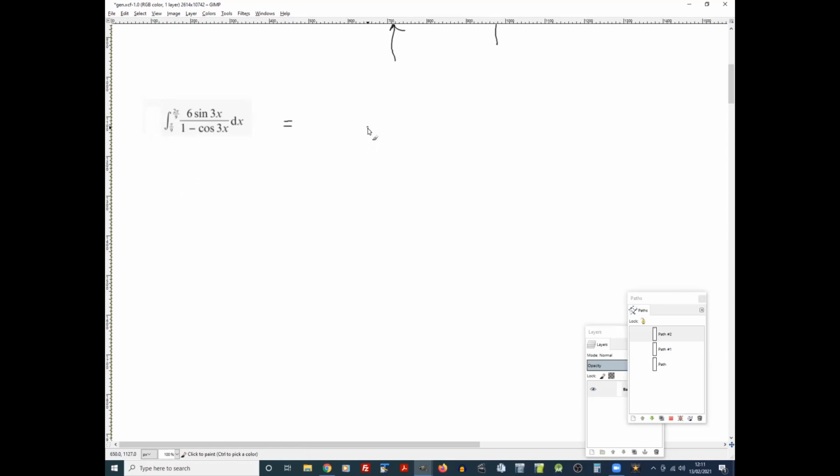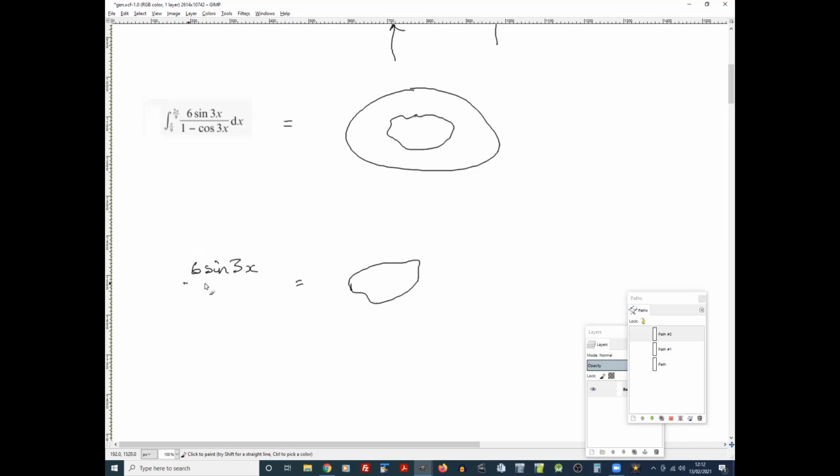So, inner and outer. Six. Let me think. And then don't forget this expression here, because that says the integral of that. So we should be able to parse the expression itself in this form. So the inner function is, and the outer function is what?